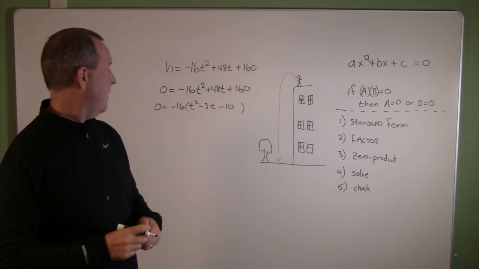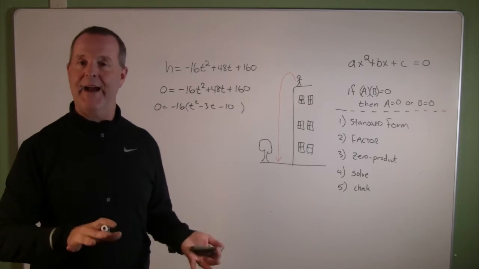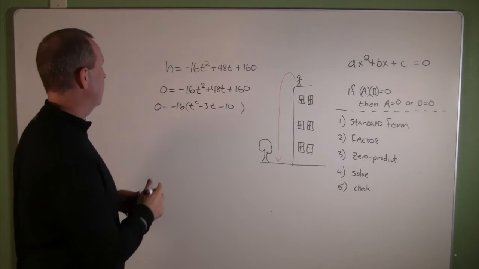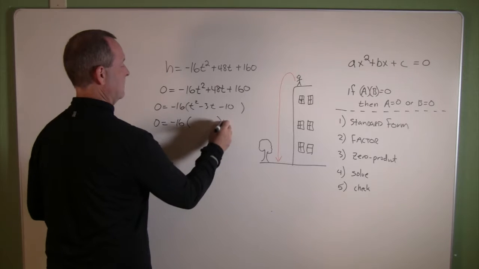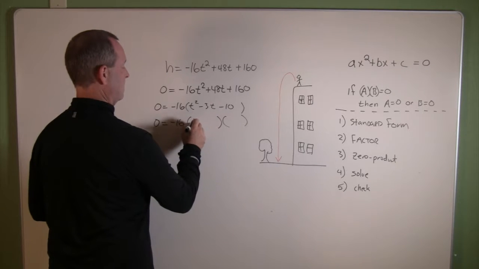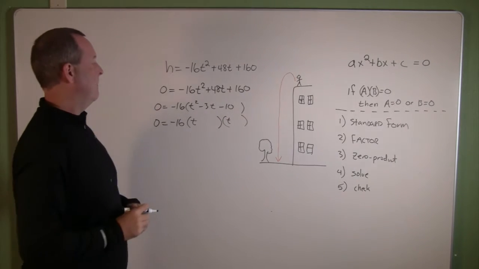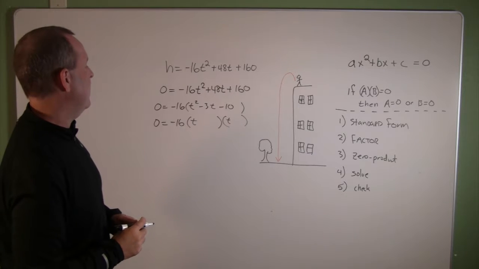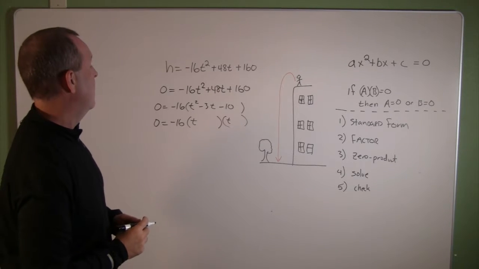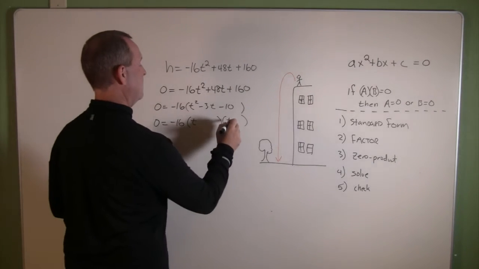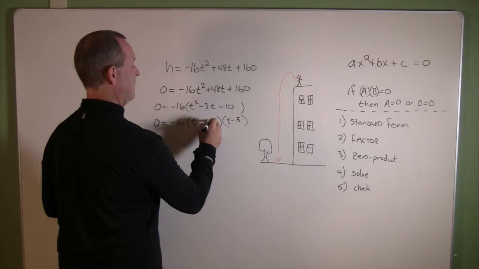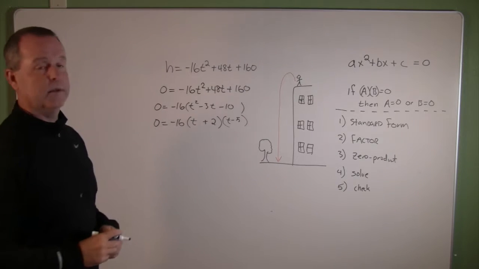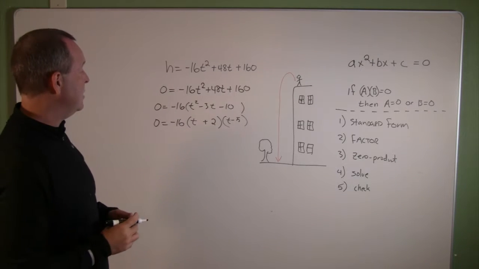Step 2, well, I'm still factoring. That's right, I have to factor until I'm completely factored. Factors of 10 to make a 3. That looks like a positive 5. Nope, a negative 5 and a positive 2. So there's my complete factorization.